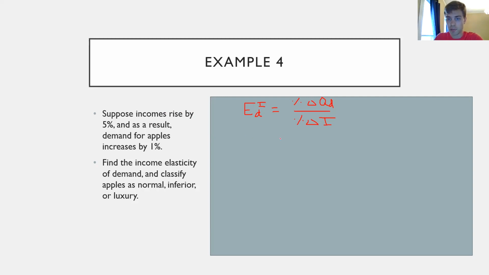And so we're given both of these pieces of information in the question. Incomes rise by 5%, so on the bottom we have 5, and on the top we have 1. And so our income elasticity of demand here is just going to be 1/5 or 0.2. Because the elasticity of demand for apples is greater than 0, this must be a normal good. But because it is less than 1, we know that it's not a luxury good. So apples, in this case, are just a normal good.